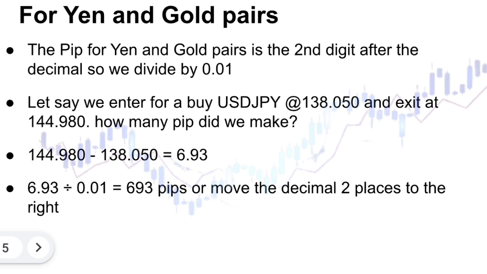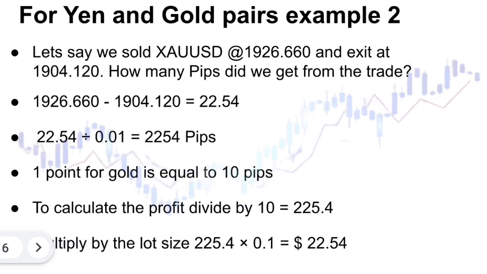So let's say we enter for a buy USD JPY at 138.050 and exit at 144.980. How many pips did we make? Now we subtract the both values like we have been doing. When you subtract, you have 6.93. So for this now, all you need to do is divide by 0.01 and you have 693 pips. Or you move the decimal 2 places to the right, which is what? 693 pips. Okay. So we have another example.